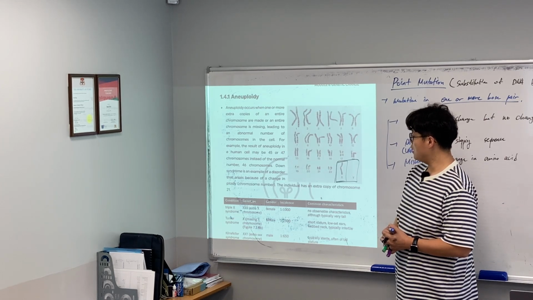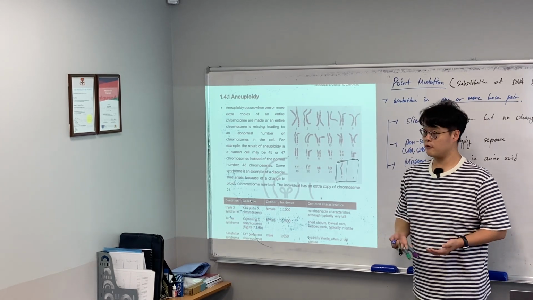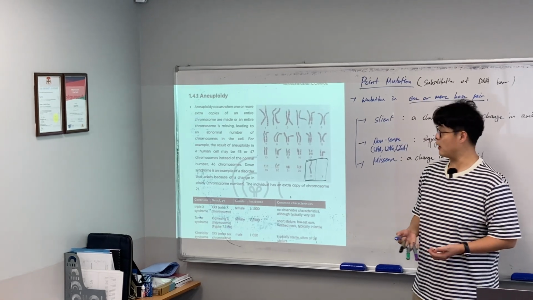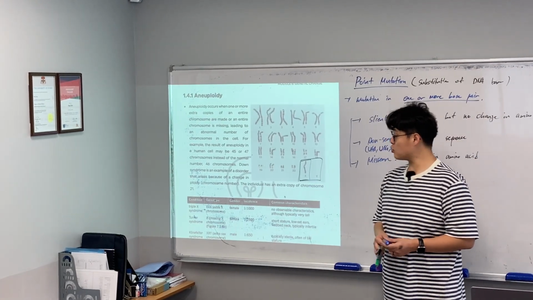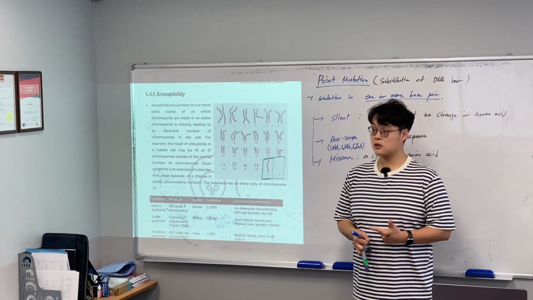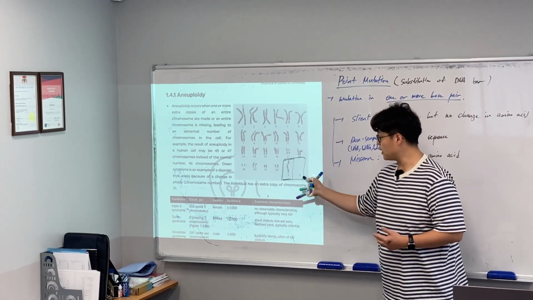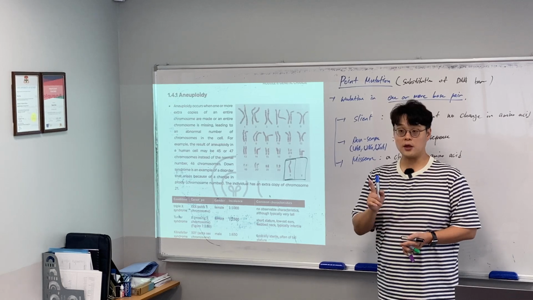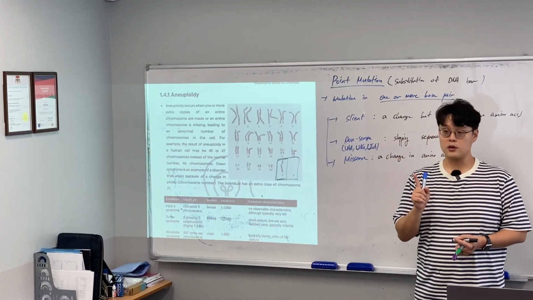Yeah? How many sex chromosomes do we need to have? 23. 2 sex chromosomes. Yeah, it's either be what? X or X, or X or Y. X or Y. How many? 1. Only one. Only one.